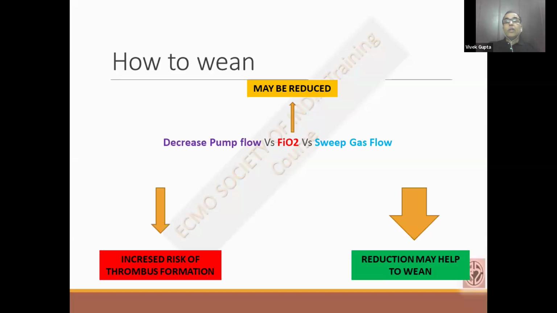Some centers reduce the FiO2. But most centers reduce the sweep gas flow, because once you reduce the sweep gas flow, even the oxygen content will also start reducing. This is how you can initiate weaning without reducing the pump flow beyond a certain extent. You can keep reducing the sweep gas flow, so the proportion of the membrane lung's contribution will keep reducing.